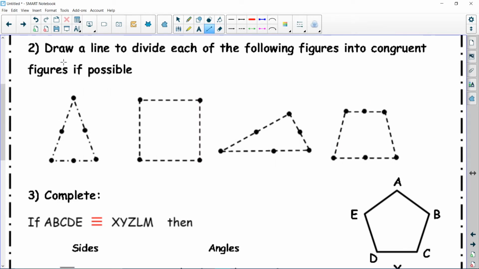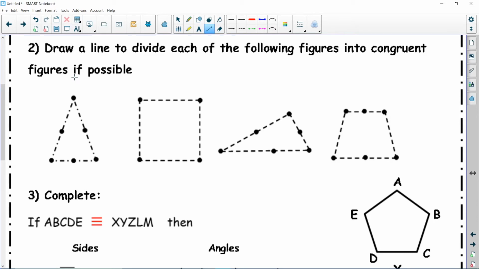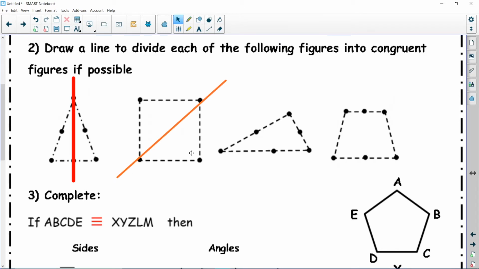Number 2. Draw a line to divide each of the following figures into congruent figures if possible. Stop this video now and try to make congruent figures as possible. In this triangle, if I cut from here, I can obtain two congruent figures. This square, I can divide this square into two congruent triangles. This triangle and this triangle.